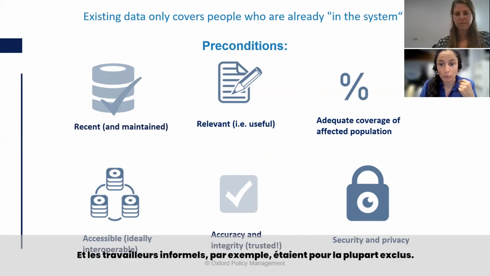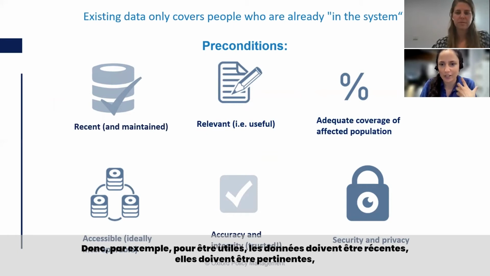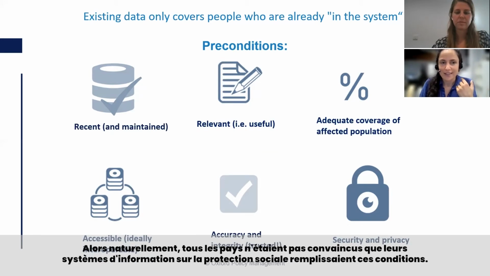And informal workers, for example, were mostly excluded. There are also preconditions regarding data quality. So for instance, for it to be of use, the data should be recent, it should be relevant, it should cover a high percentage of the affected population, it should be accessible, trusted, and secure. So understandably, not all countries felt confident that their social protection information systems ticked all of these boxes.